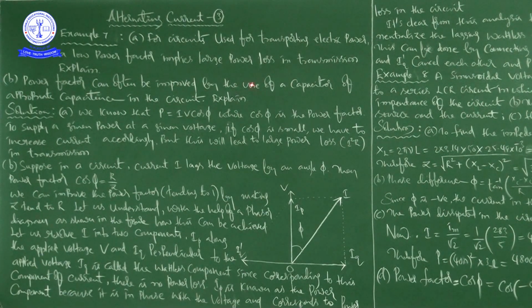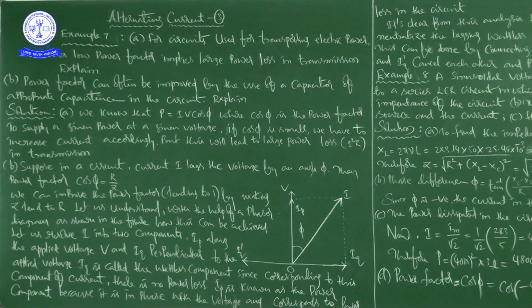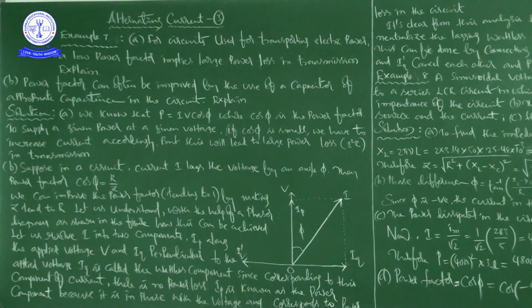Next in B, he is asking to explain how to improve the power factor by connecting a capacitor of appropriate capacitance in the circuit. Okay, right. So with the help of a phasor diagram we discussed it, and one important point is that we must completely neutralize the lagging wattless current IQ by an equal leading wattless current IQ dash. This can be done by connecting a capacitor of appropriate value in parallel, so that IQ and IQ dash cancel each other and P is effectively IP into V, right.